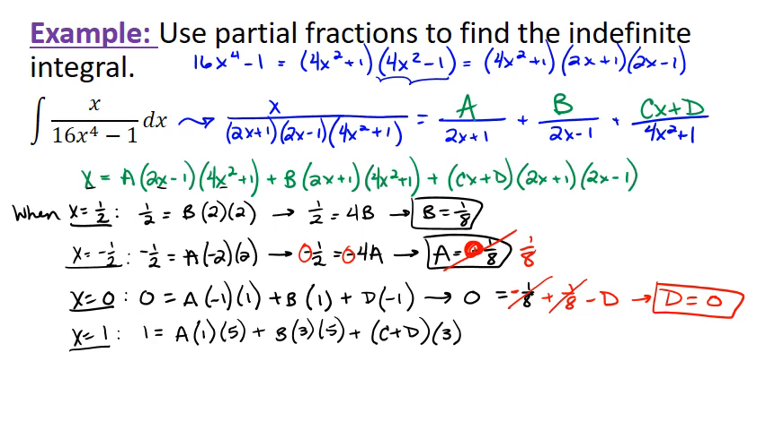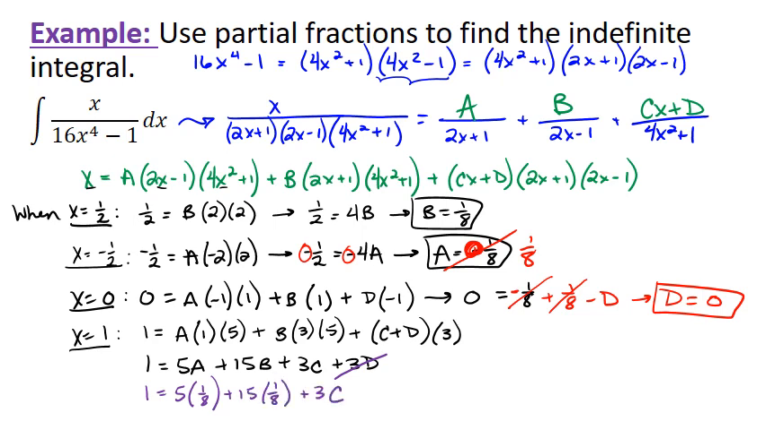Okay, well, this becomes 1 is equal to 5a plus 15b plus 3c plus 3d. So now we're just going to substitute things in that we know. D is 0, so we know this goes away. So I have 1 is equal to 5 times 1/8 plus 15 times 1/8 plus 3c, which is what we need to find.